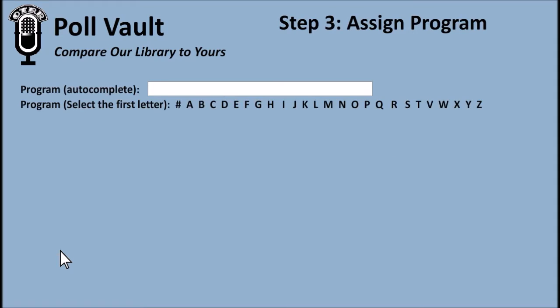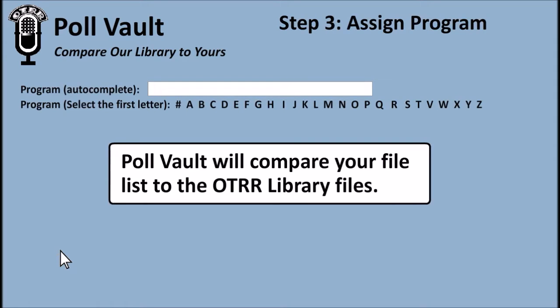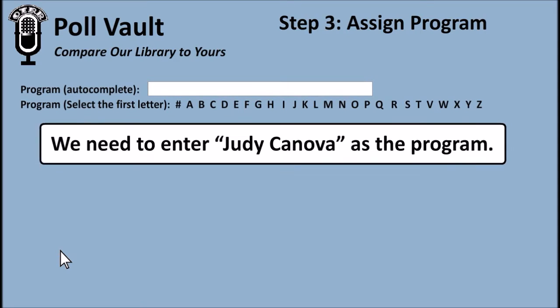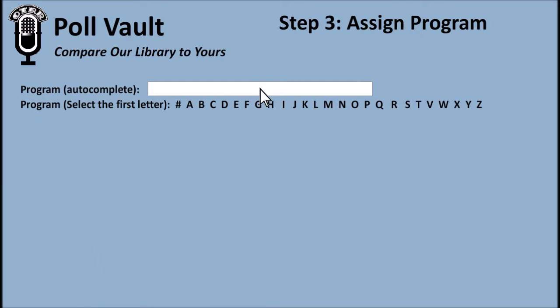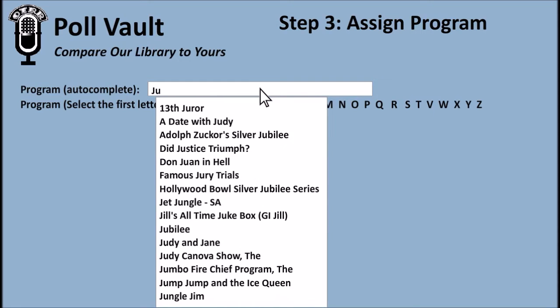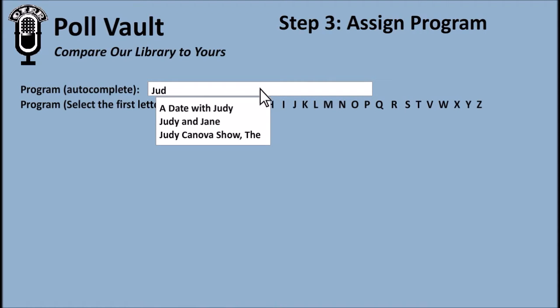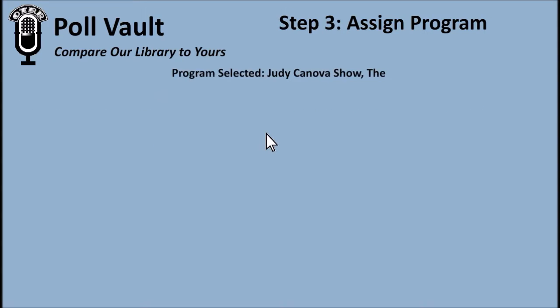Step 3. Assign a program. PollVault will compare your file list to the OTRR library files. Here, we need to enter Judy Canova as the program. We could click the letter J and scroll through the list until we find what we're looking for, or use the autocomplete box. In the autocomplete box, as we type out J, then U, then D, we get a short list to choose from. By selecting the Judy Canova show, we have told PollVault all it needs to know to compare the files entered in Step 2 with the OTRR library.